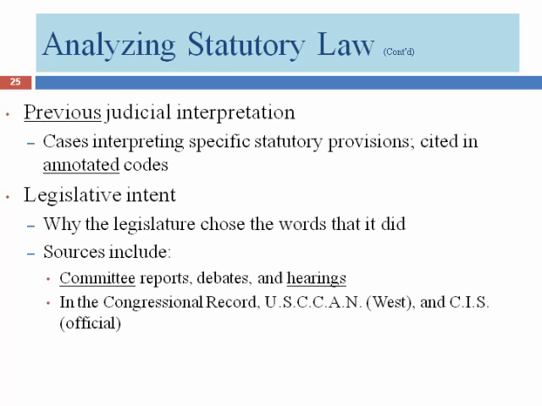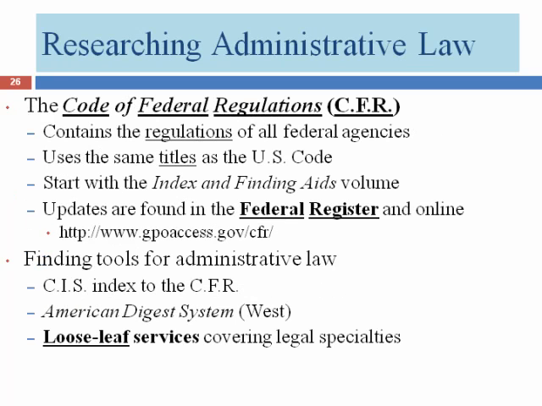And, of course, the goal here is to figure out why the legislature did what it did. And you can look at things like committee reports, debates, and hearings, the congressional record. In annotated code, it will list these items, but it won't contain the actual substance of the item. So it will tell you where to find it within the committee reports, within the debates, and within the hearings.